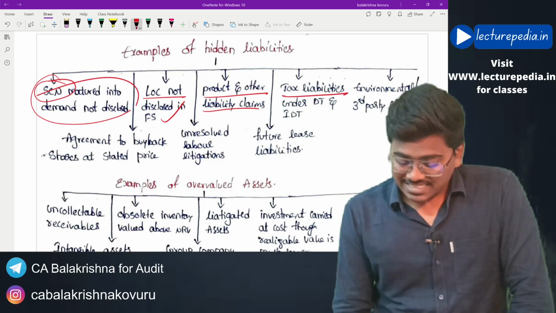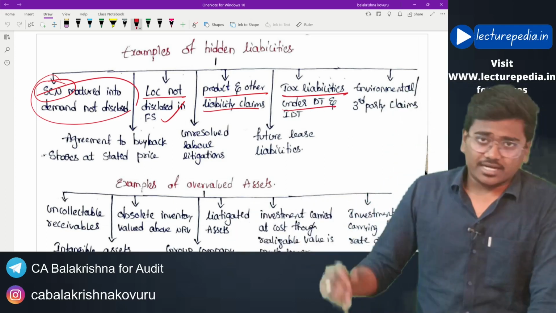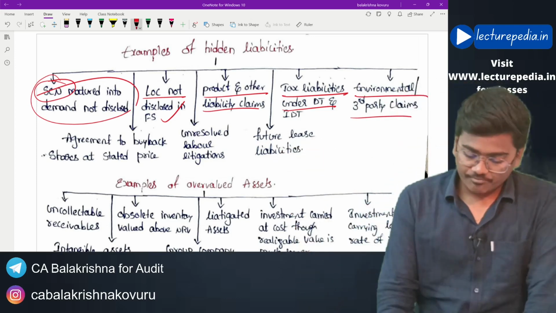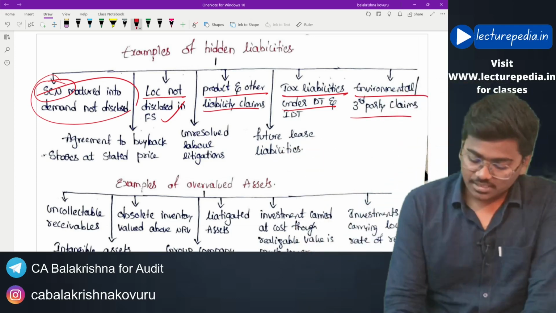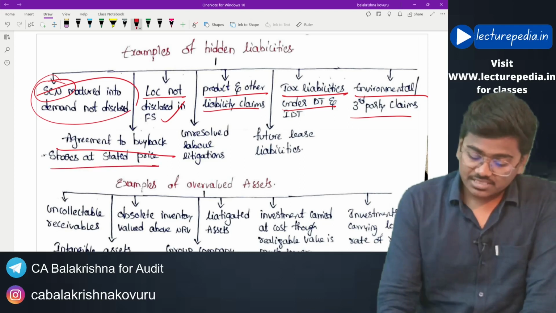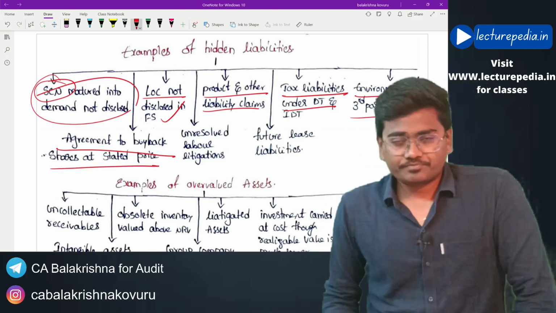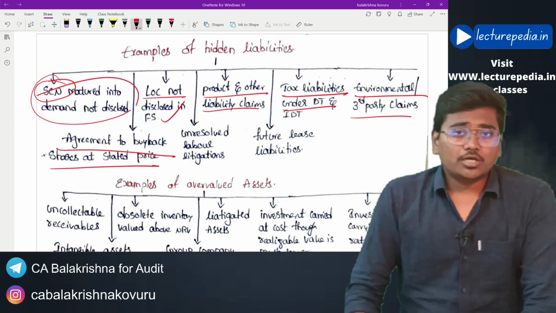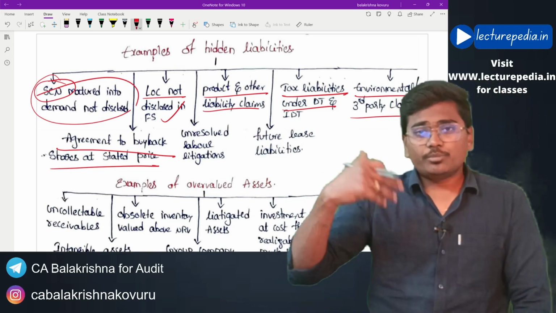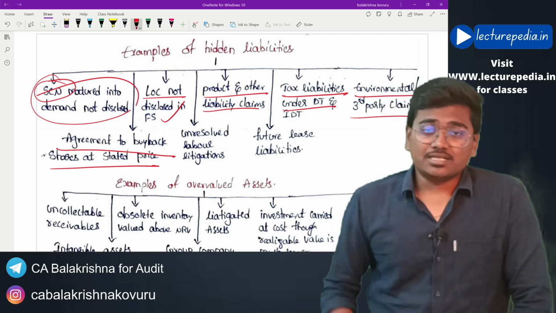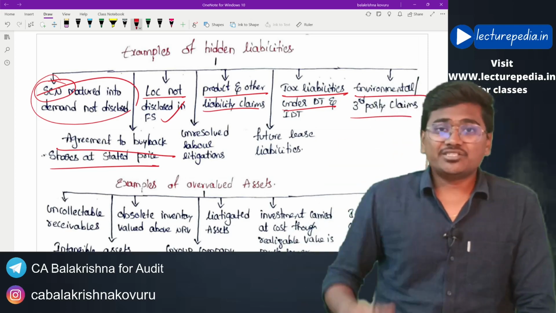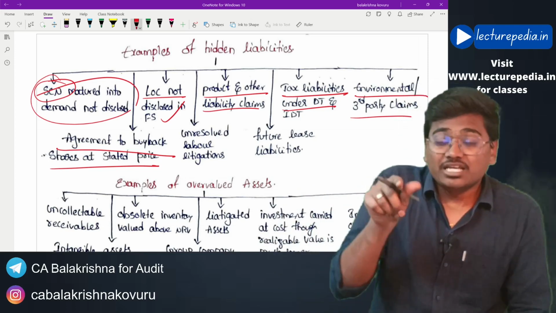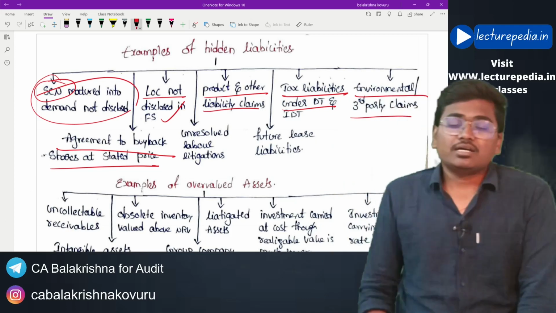Next, tax liabilities under income tax and indirect taxes, and environmental or any third party claims that are not disclosed to the investor, and agreement to buy back shares at a stated price. At the time of issuing the shares, the target company might have told that after 10 years we are going to purchase these shares. Okay, we are going to buy back these shares at a particular price. Even that becomes a hidden liability if it is not disclosed to the investor.